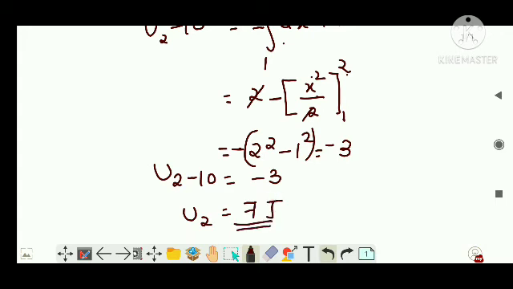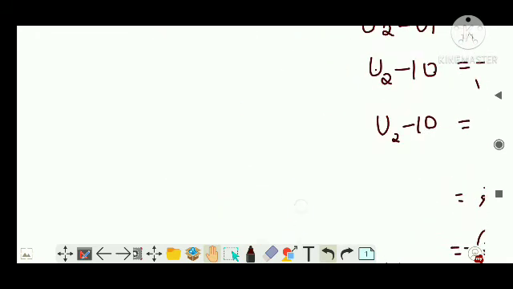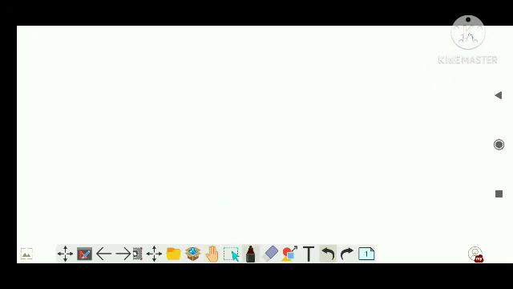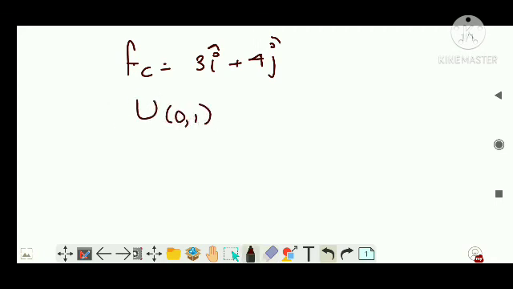I hope you understand that joule is the unit of energy, potential energy or kinetic energy whatsoever. Clear? You got an answer, right? Now suppose the question is changed. You are given the conservative force as 3i plus 4j cap, and you are given that potential energy at (0, 1) is equal to 10 joules, and potential energy at (2, 3) is equal to what? That is your question. This much only will be given, guys. So how would you solve it?